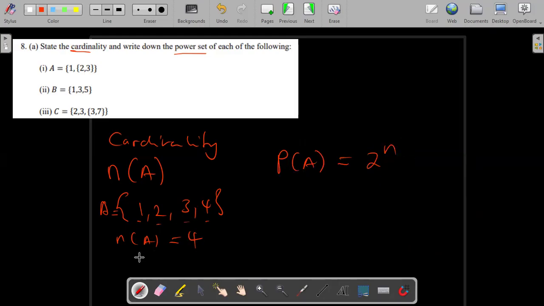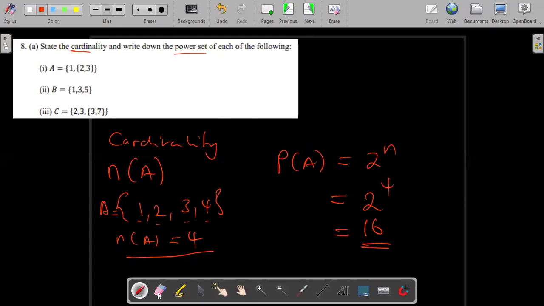What is my n? So my n here, from this set, I found it is 4, and I have 2 to the power 4. So 2 to the power 4 is just going to be what? This is going to give you 16. And so meaning the power set of this set contains 16 elements. Or 16 subsets. It has 16 subsets.